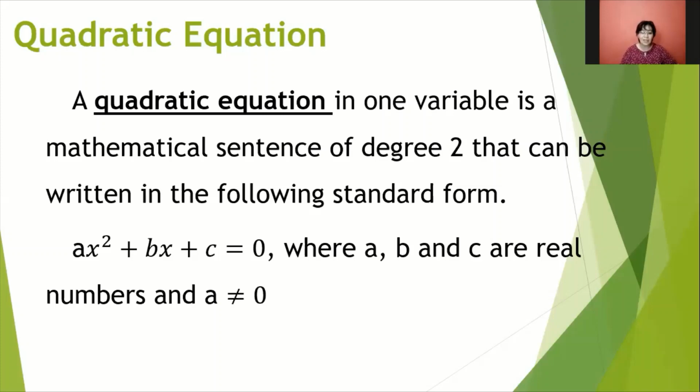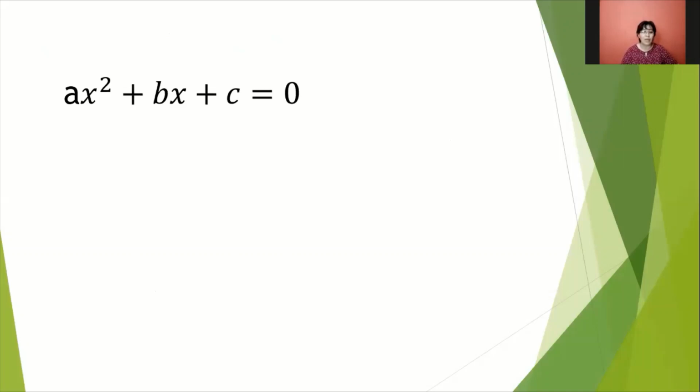Again, the standard form of quadratic equation is ax squared plus bx plus c is equal to 0, where a, b, and c are real numbers and a is not equal to 0. A here is the numerical coefficient of x squared. B is the numerical coefficient of x. Again, C is a constant number. Let's repeat.